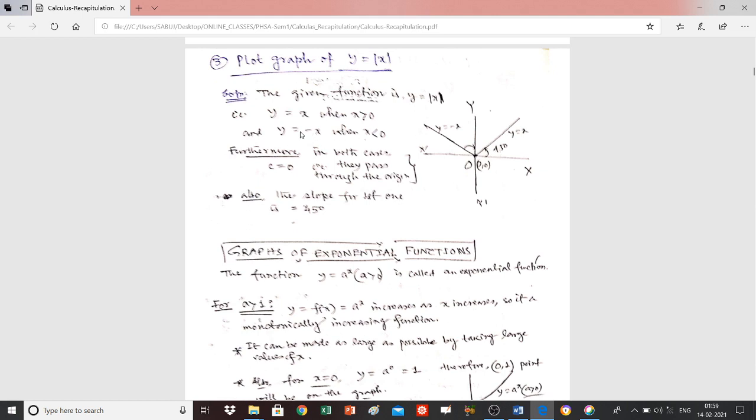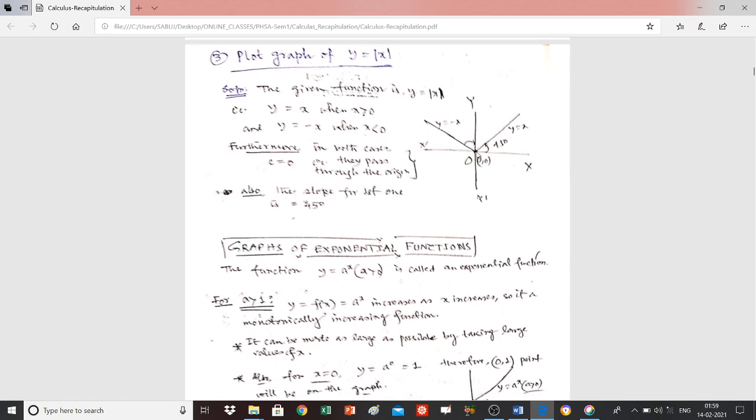In a similar way, this is another one. In this case x is negative, and it is also a straight line passing through the origin. Here tangent is minus 1, and from here theta is equal to the angle which it makes with the x-axis. Since these two angles are equal, this is 45 degrees.